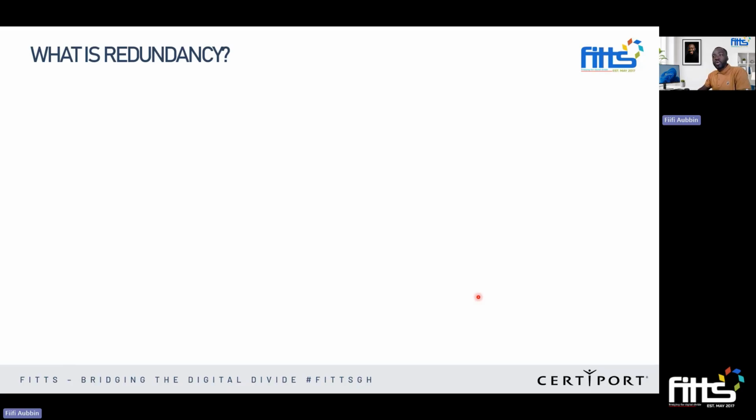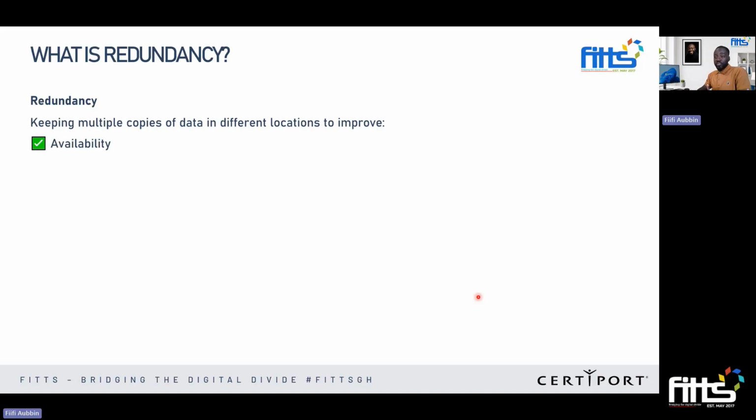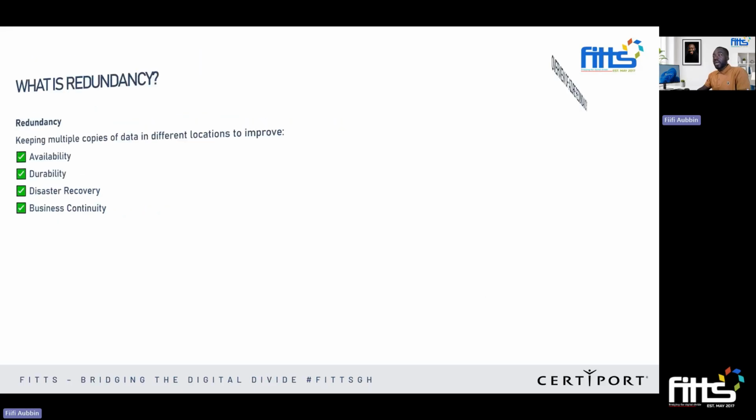And that leads us to what redundancy means. We keep multiple copies of data in different locations to, first of all, improve availability. When we need it, we hit our web browser, we want to have access to our data, we should be able to have access to it. Durability is also another important reason why we look at redundancy, and disaster recovery. If something happens, you need to recover your files, you should be able to do that. And business continuity. That is what all this is about, okay?